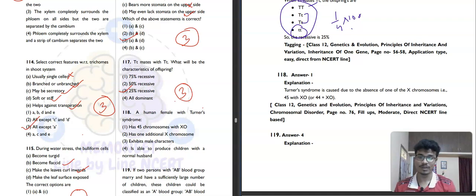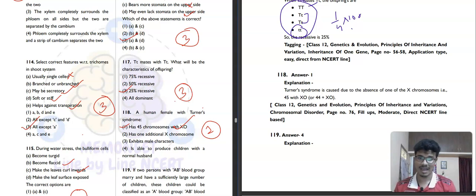A human female with Turner syndrome has 45 chromosomes with XO. Yes, it is correct. I don't need to read other options, but I will read because there may be some twist. And has one additional X chromosome. No, this is not a trisomy. Then exhibit male character. Yes, to some extent you can say.